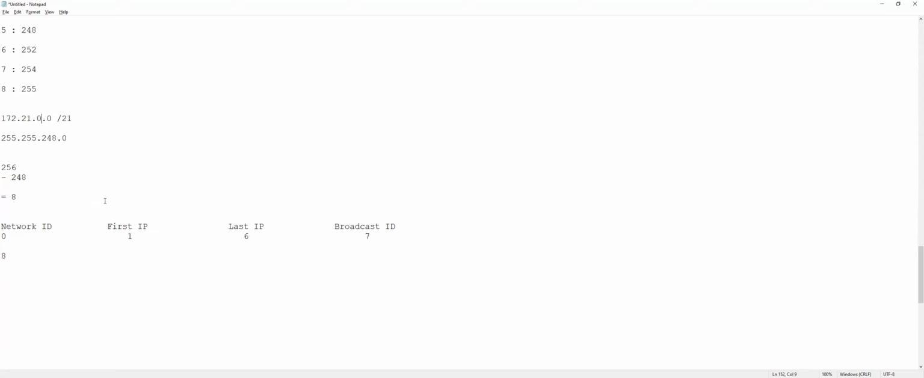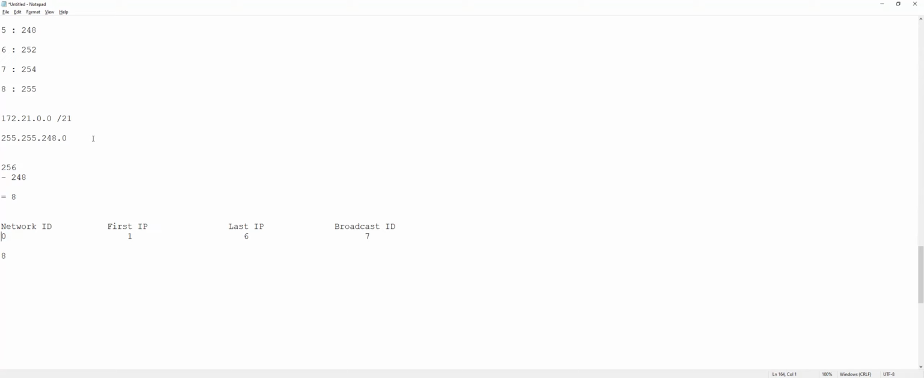I would have preferred if he gave me an actual one, but just for the sake of this example, and to make sure that everybody's understanding, that was actually the network of this example. 172.21.0.0 is actually the network ID of that subnet. So a case like this will be considered a tricky question in a CCNA.